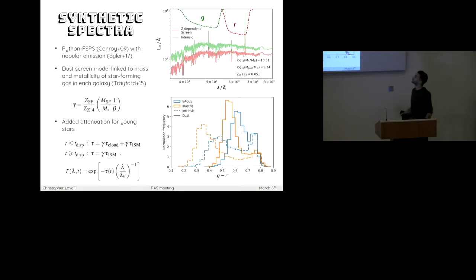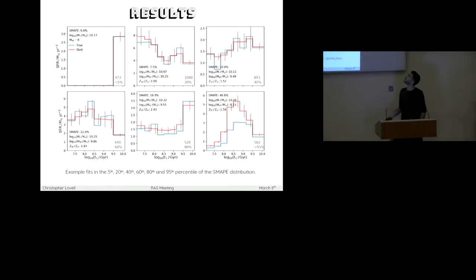To generate the spectra, we use a quite simple model. We use Python FSPS, which is an SPS model that also includes nebular emission from Nell Byler's recent addition. This is an example spectrum from our model. The green here is the intrinsic emission directly from FSPS. Then we use a simple prescription for dust that links the attenuation to the mass and metallicity of star-forming gas, and that gives the attenuation spectrum. And we get reasonably good color distributions. These are for Eagle and Illustris using this model.